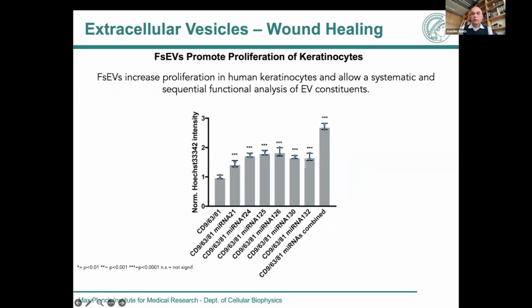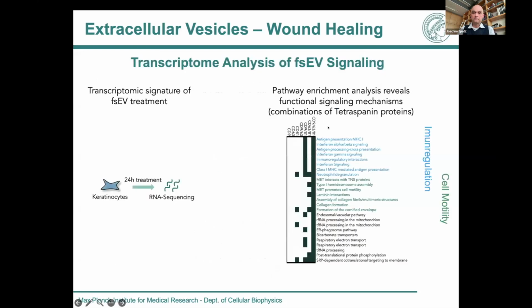But you can go further now. You can, for instance, look at proliferation of keratinocytes, one aspect of wound healing. And by creating different combinations of microRNAs and surface proteins, you can see that the response of the keratinocyte proliferation is very different. And you can now pick the conditions where the proliferation is best. And this is something which you can never do with the natural extracellular vesicles, but with the synthetic approach, you can really engineer and boost the eventual signal.